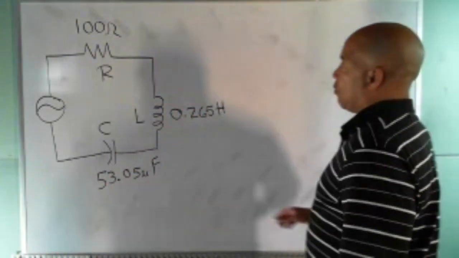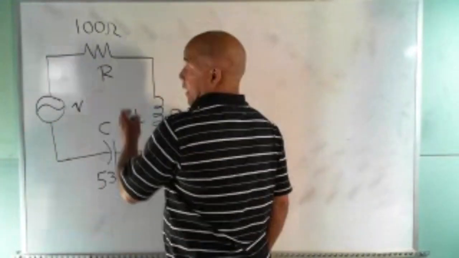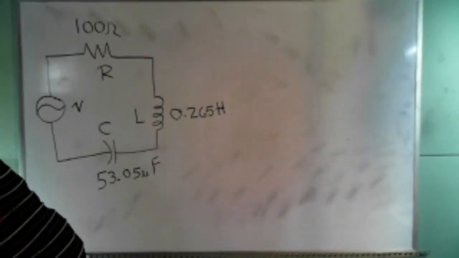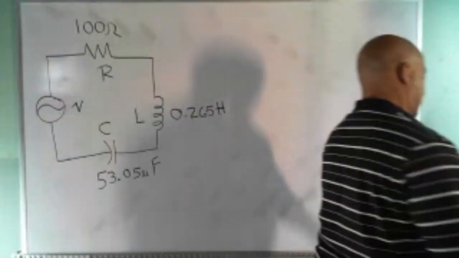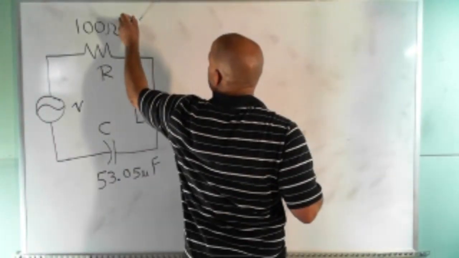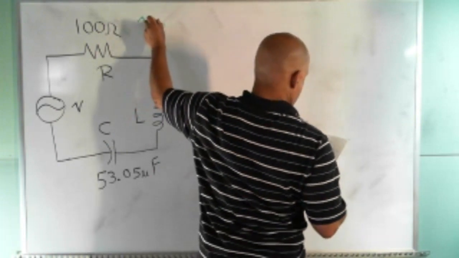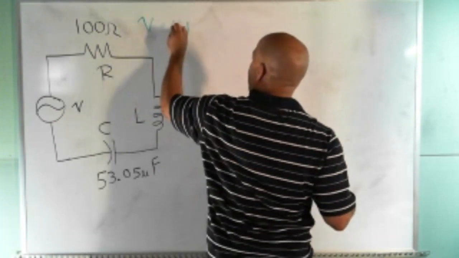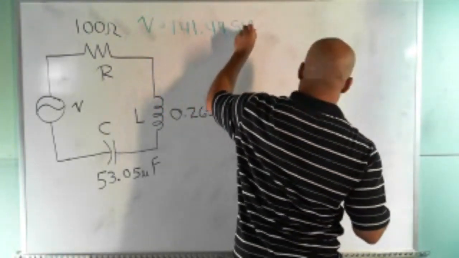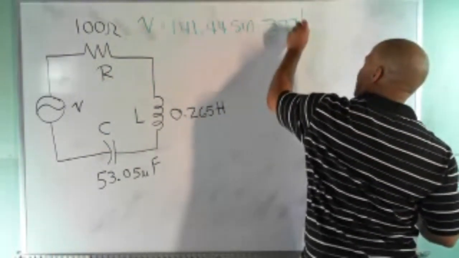And then I don't have enough room to write my voltage. So they give me this in time domain, and they say that voltage, I'll put that in a different color so you can see it, that voltage is 141.44 sine 377t.